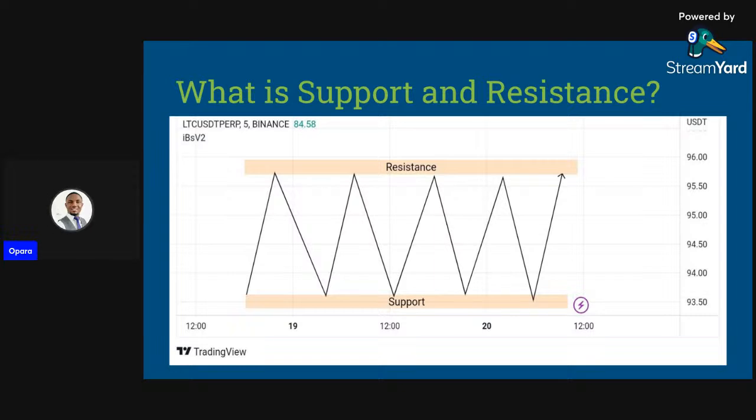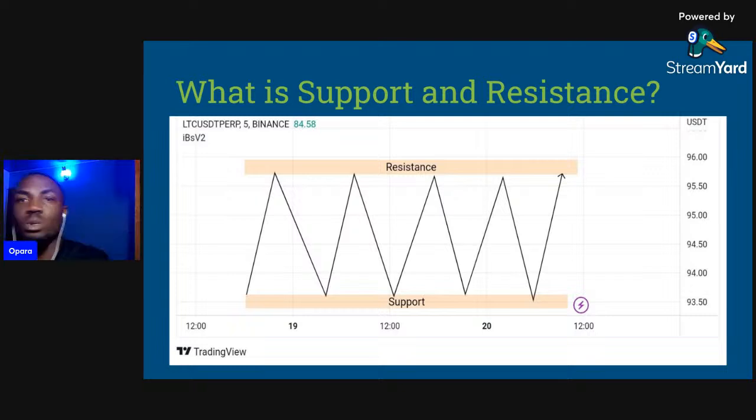So what is support and resistance? Before I begin to explain, let's just have a conversation. You know that in life they say whatever goes up must surely come down. The same thing happens in the crypto market. Whatever goes up must surely come down.